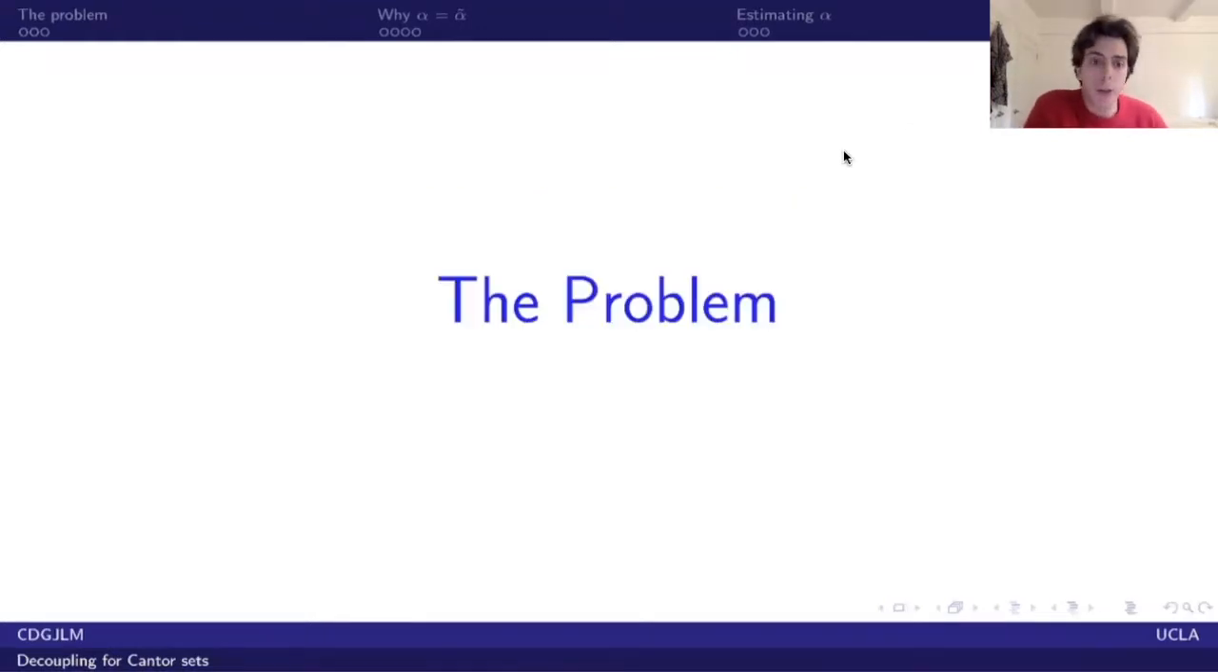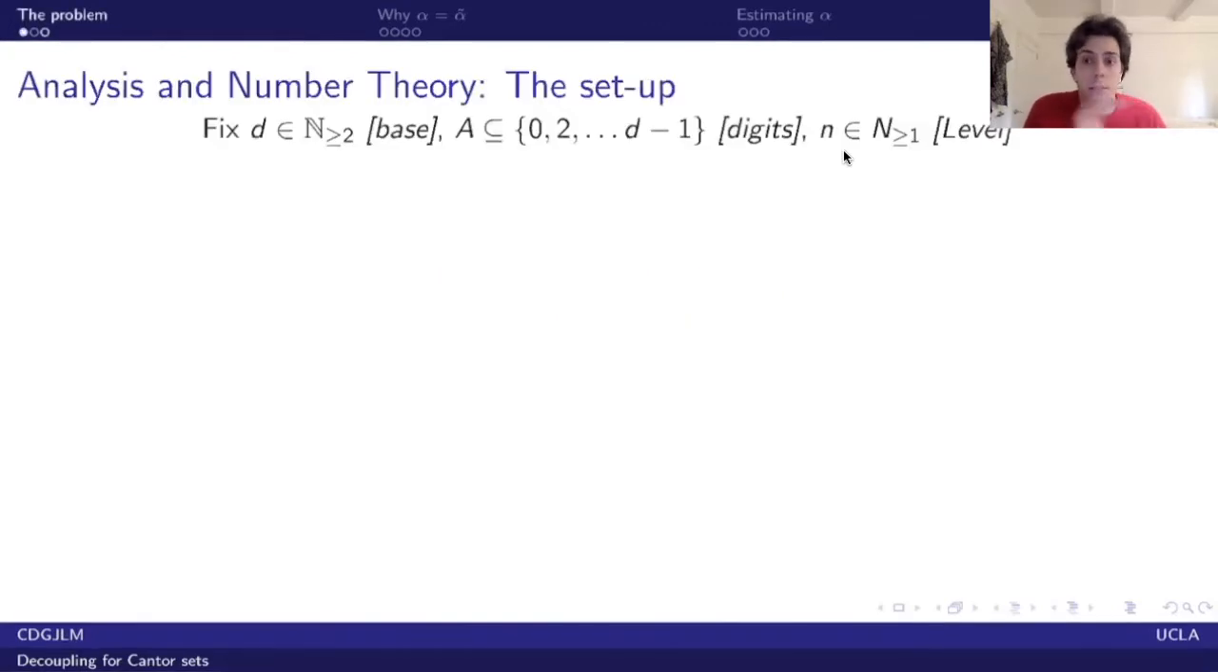So first of all, I'm going to present the problem. We're going to be working at the boundary between analysis and number theory. So I'll present the setup simultaneously on the analysis and the number theory sides. For all the cases, we will have to fix a number d, which we could call a base. It's going to make more sense on the number theory side.